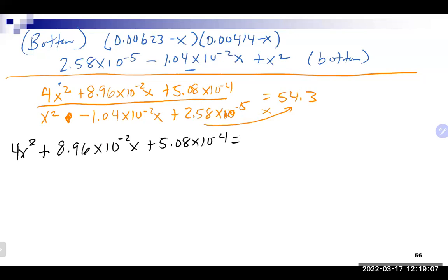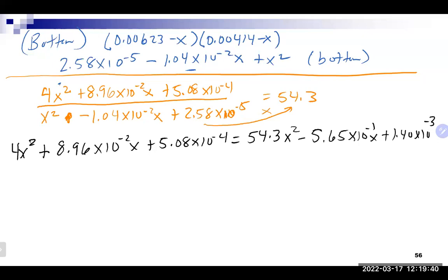Now multiplying the 54.3 to everything on the bottom there will get us 54.3x squared minus 5.65 times 10 to the minus 1 x. And if I could read my writing here, 1.4 times 10 to the minus 3 there. All right, we're almost there.